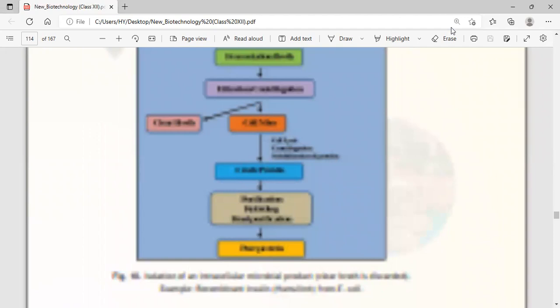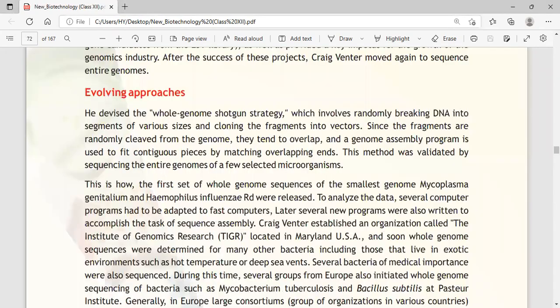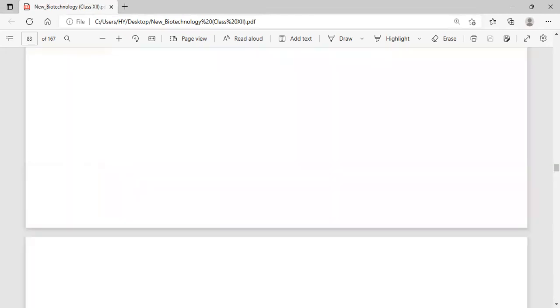Tomorrow I am going to explain to you about the scale up. So with this, I hope you have understood about the growth curve and the growth kinetics, which I have discussed with you. So with this, I would like to end the video here.